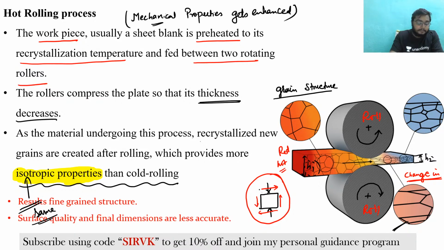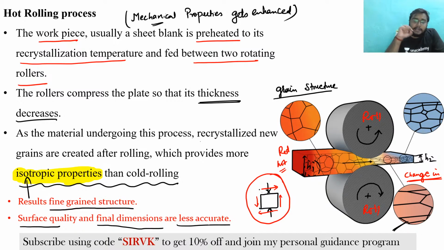Now understand this. What is the benefit of this hot rolling process? The benefit is that it results in a fine grain structure. Surface quality and final dimensions are less accurate. I have explained why the surface quality and the final dimensions would be less accurate. Why? Because the temperature is high. In this case, the temperature will be very high.